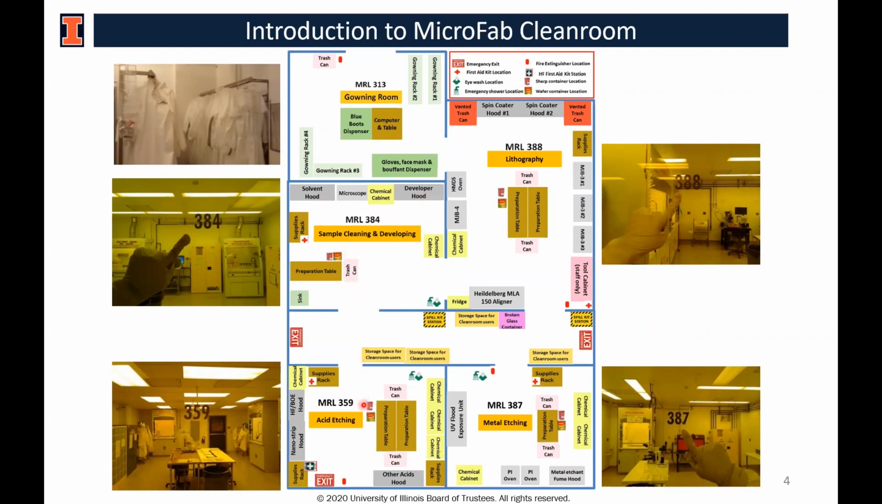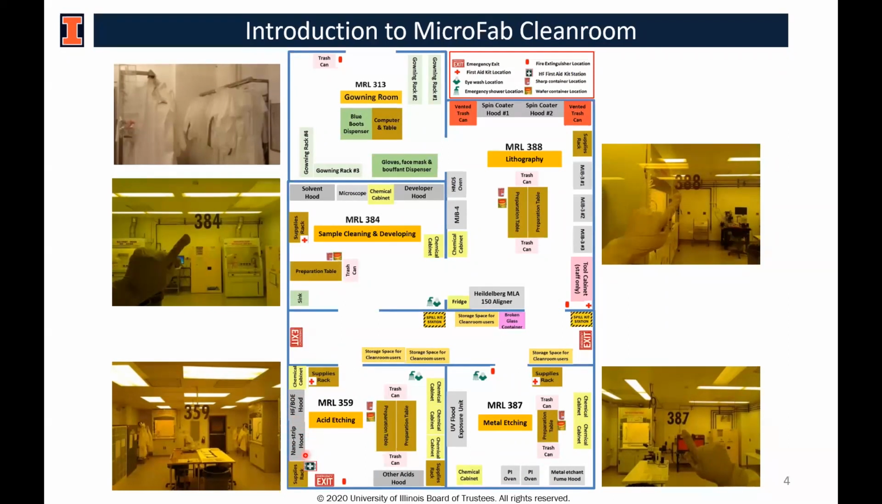Across the corridor, 359 is for acid etching. As you can see, there are several hoods for acid etching. We supply acids such as hydrochloric acid, nitric acid, and phosphoric acid. We also supply HF and BOE, hydrofluoric acid and buffered oxide etchant, for silicon dioxide etching.